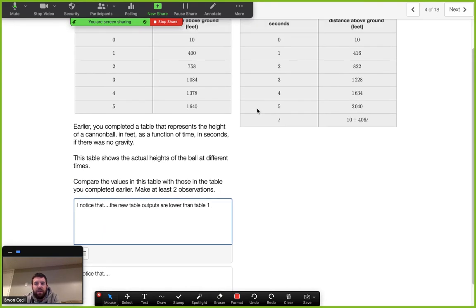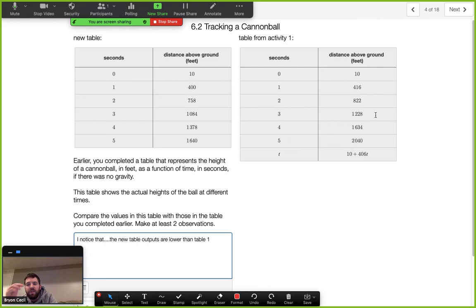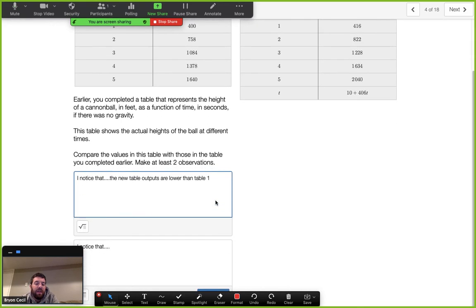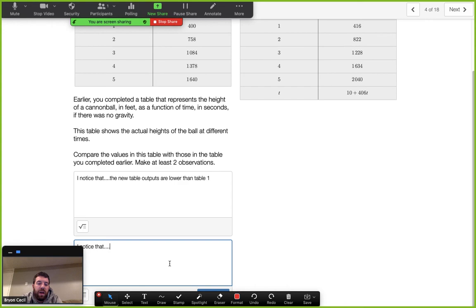I also notice that for these, I changed 406 each time. I changed 380 here, but we see here this is a 358 and those sort of things. And so I noticed too that the rate of change in the new table is not constant. So I'm also going to know here it's not a linear function because it doesn't have a constant rate of change.